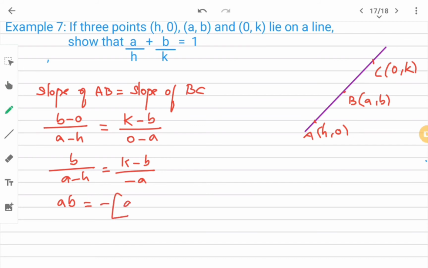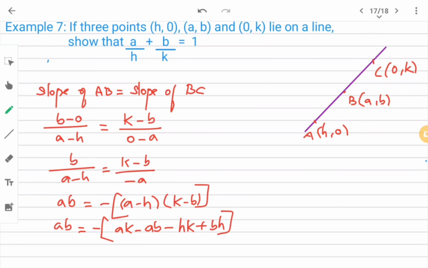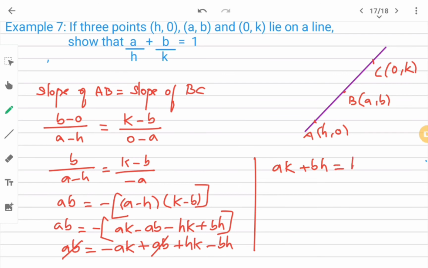Minus of (a minus h) times (k minus b). Therefore, ab is equal to minus of (ak minus ab minus hk plus bh). Now, you can multiply this minus sign. You will get ab is equal to minus ak plus ab plus hk minus bh. And this ab and this ab will get cancelled. Therefore, you can take this minus ak and minus bh to the left hand side. You will get ak plus bh is equal to hk.